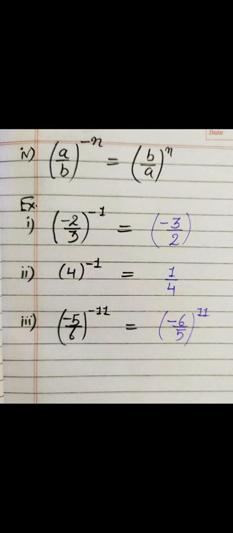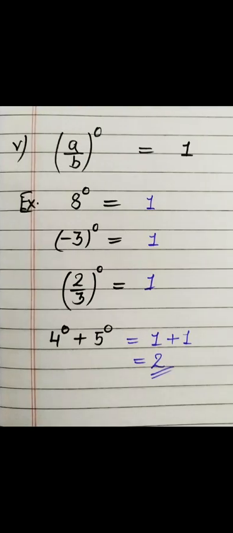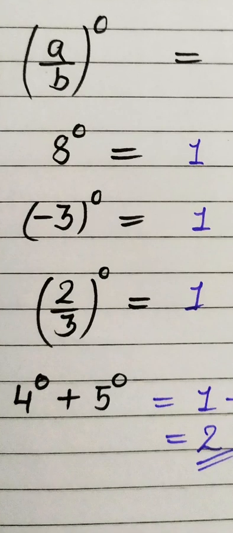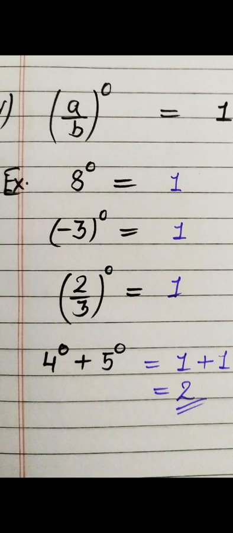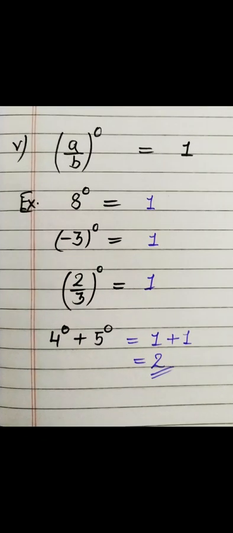Now the next law is, if any number has power 0, then its value becomes 1. As you are seeing in the example, a to the power 0, its value is 1, and (-3) to the power 0, its value is 1, and (2/3) to the power 0, its value is also 1. And if in the question we have 4 to the power 0 plus 5 to the power 0, that means 1 plus 1 equals 2.